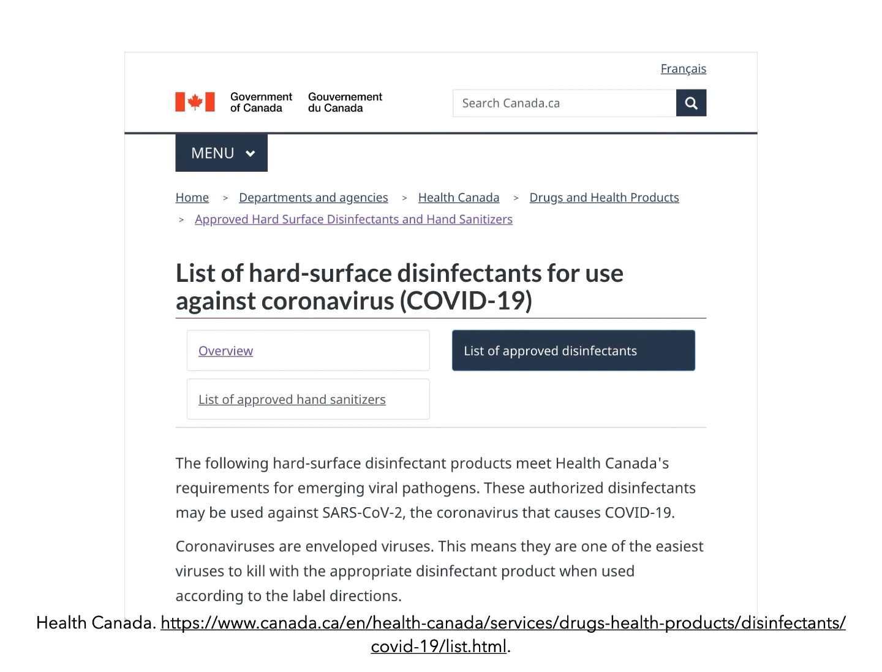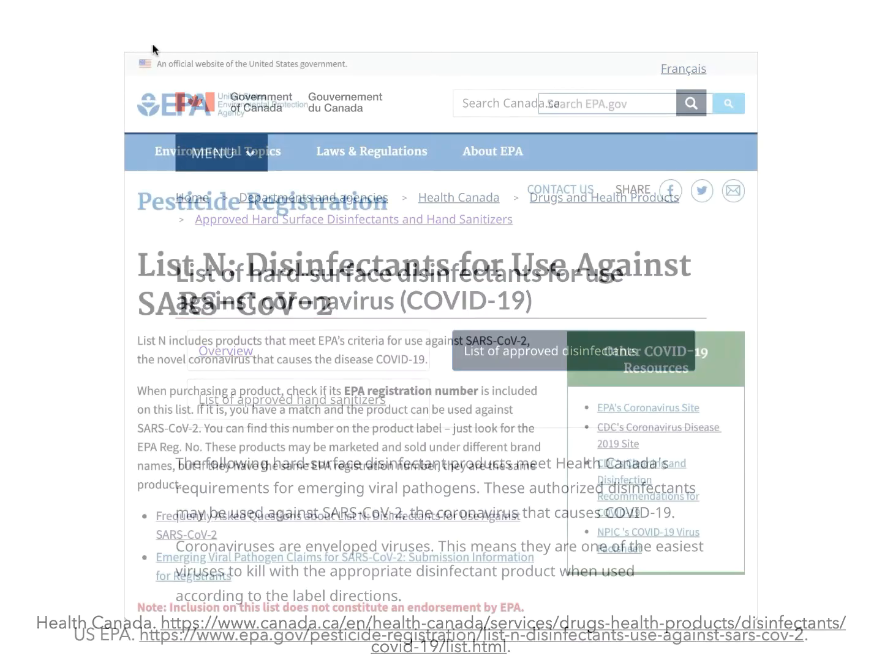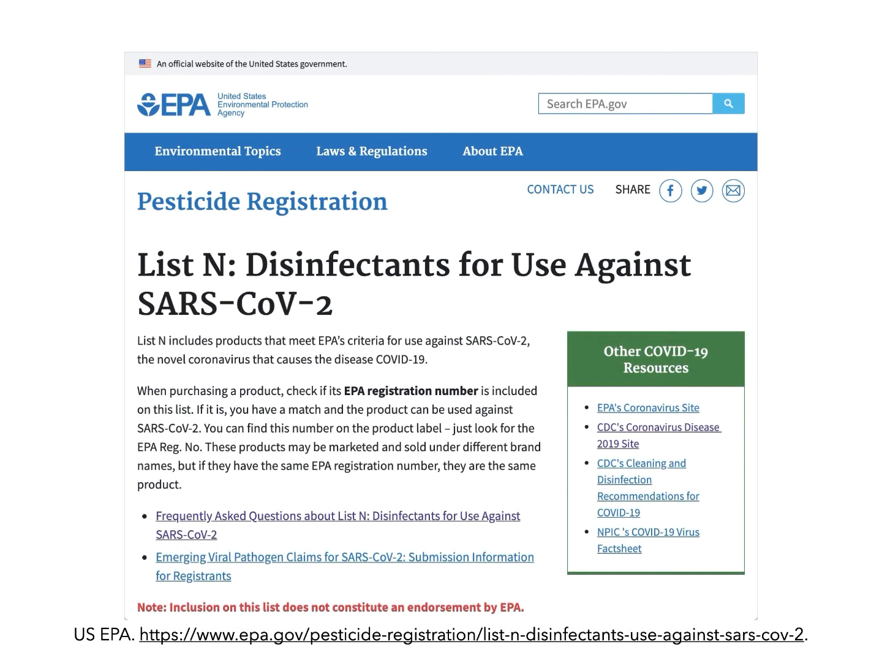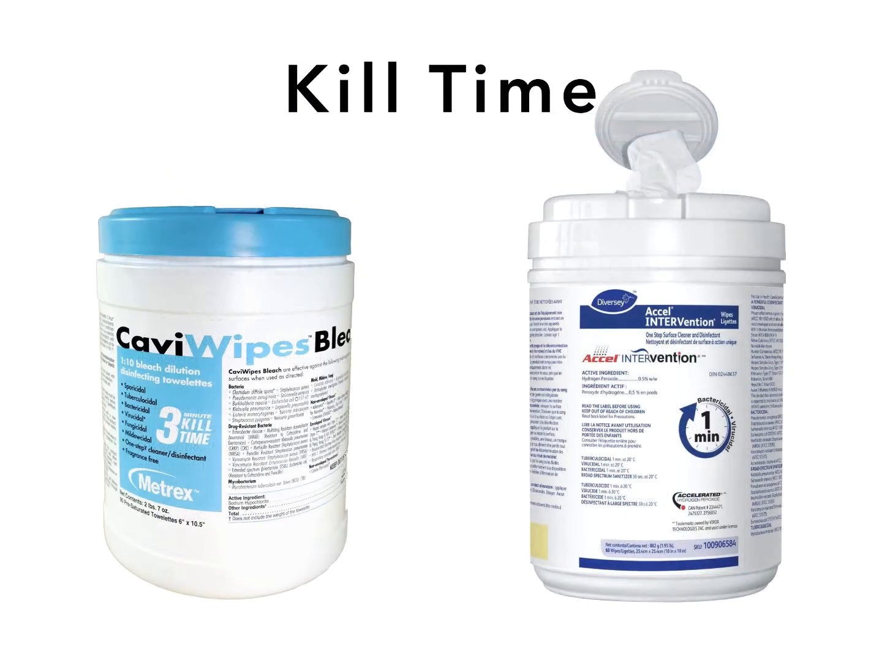Health Canada maintains a list of disinfectants that are effective against COVID, as does the United States Environmental Protection Agency. Most ultrasound manufacturers are waiving rules about machine-specific disinfectants and will support the use of any product effective against COVID. But it's always helpful to double-check with your machine manufacturer. Pay attention to your product's kill time. This is the amount of wet time that your disinfectant needs to be on your machine surfaces for the disinfectant to be adequately effective.